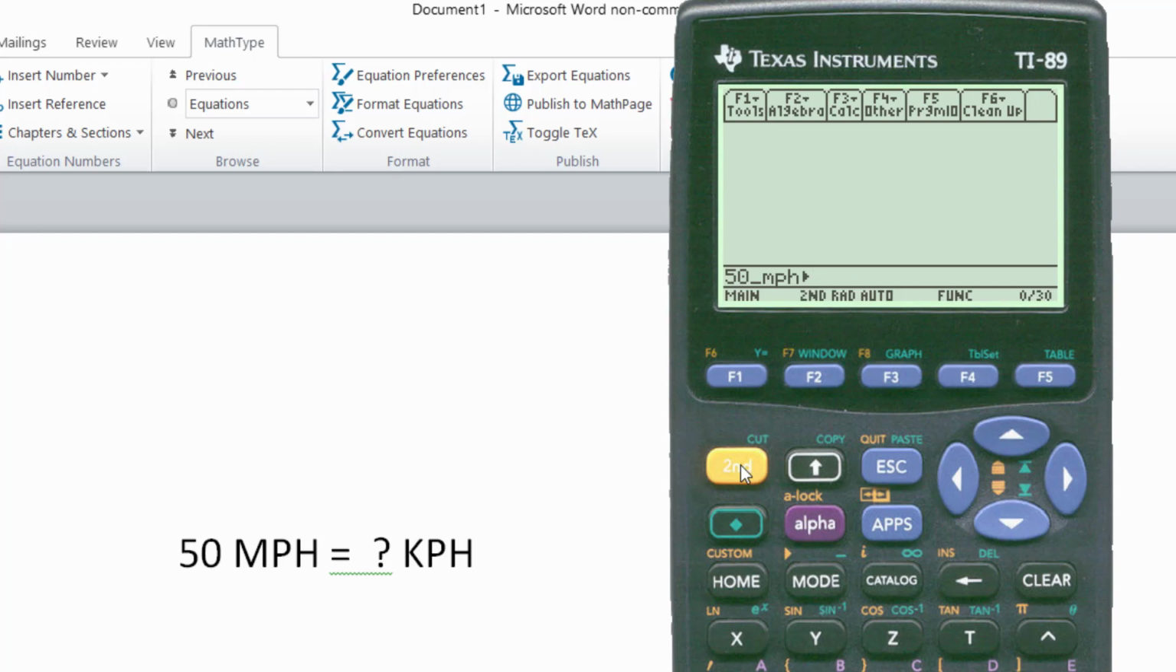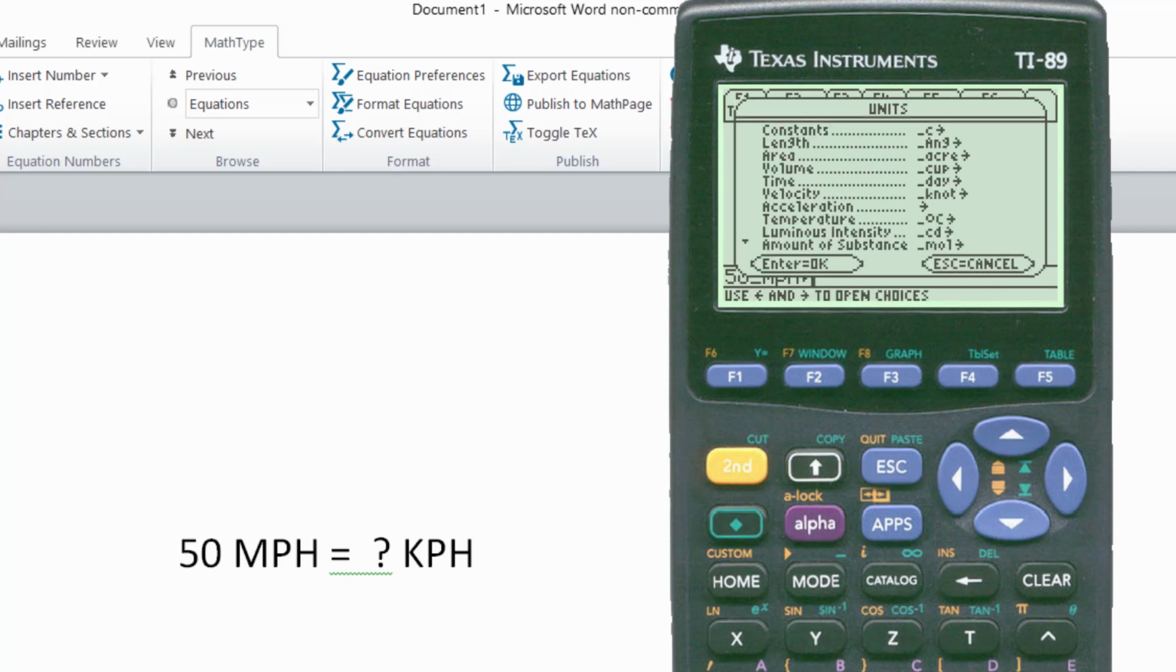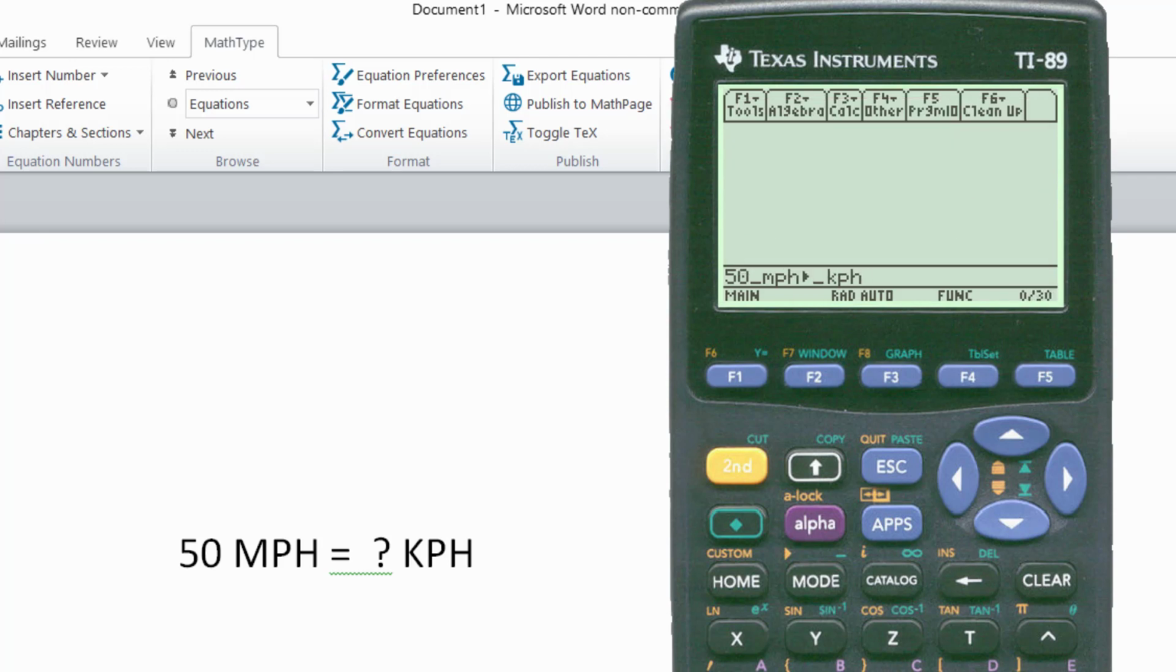So we go back to the units, second and then 3. And then to the velocity category here, and we want kilometers per hour, so put it there and hit enter. So now hit enter again, and this should do it. So 50 miles per hour is equal to 80.4672. You can round that off. So let's say 80.5 kilometers per hour.